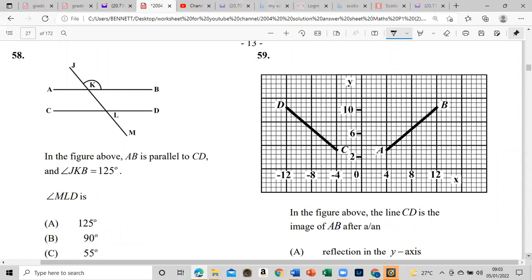In the diagram above, AB is parallel to CD, so we establish that. And the angle JKB is equal to 125. So what they are saying here is that it is equal to 125, right? And we'll take MLB, this angle right here. This angle right here is equal to this angle right here. This angle is on a straight line, so it's 180 minus 125.